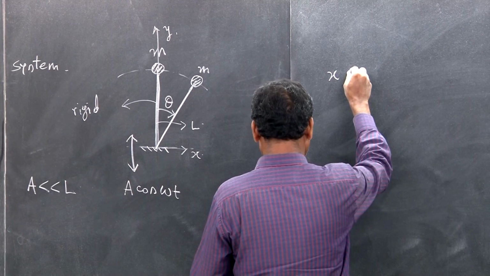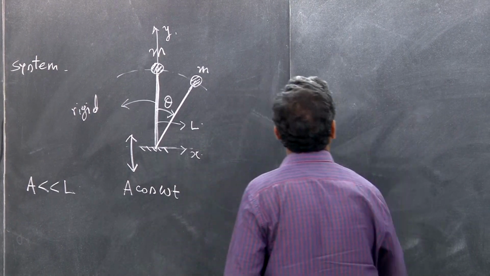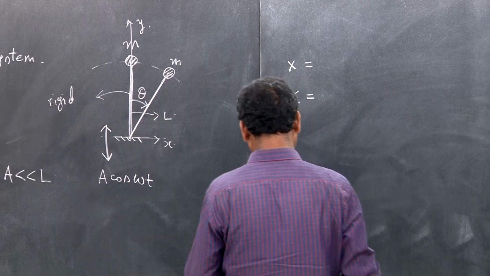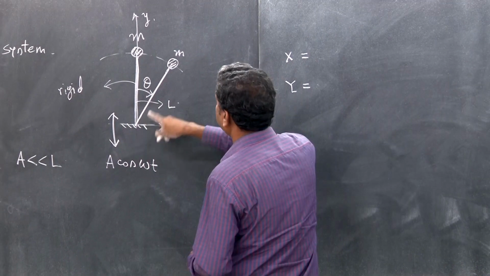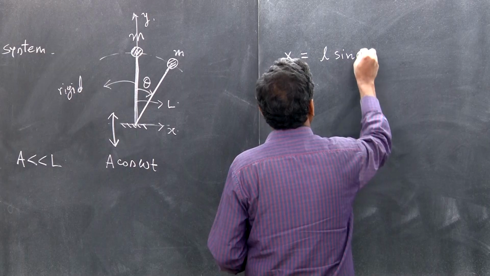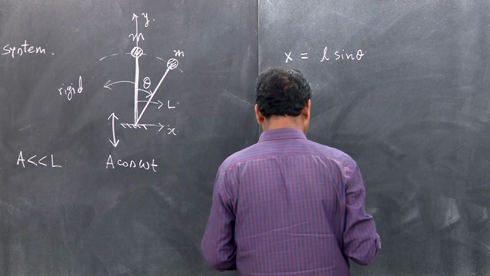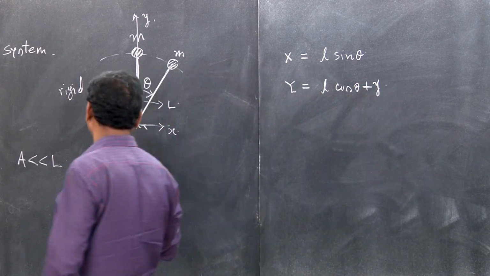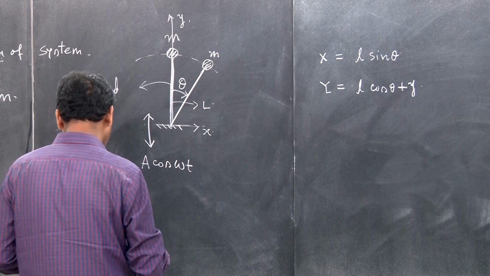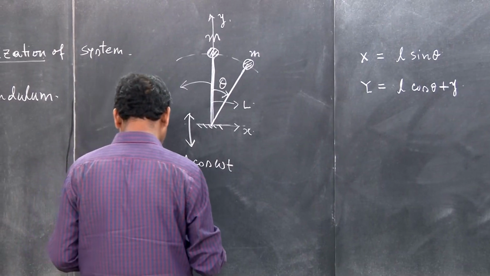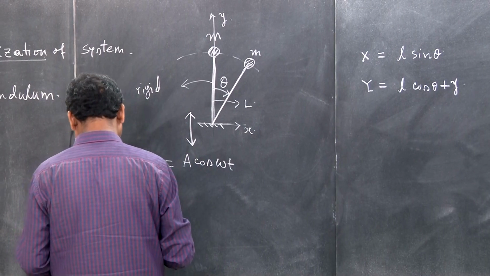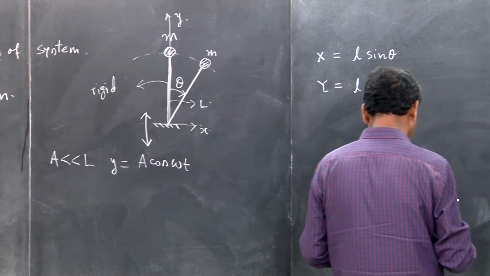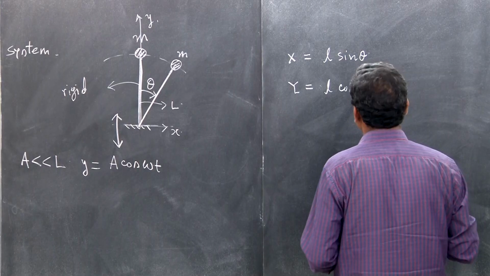Capital X and capital Y to be what? X is L sin theta, and Y is L cosine theta plus y, where y is the vertical deflection that you are going to give. We have taken y equal to A cosine omega t, right, so Y is y plus L cos theta, fine.